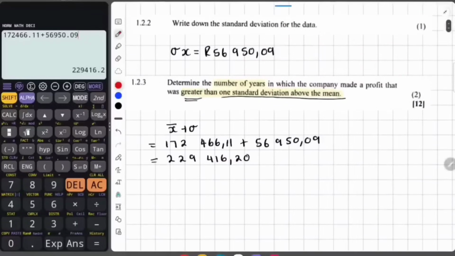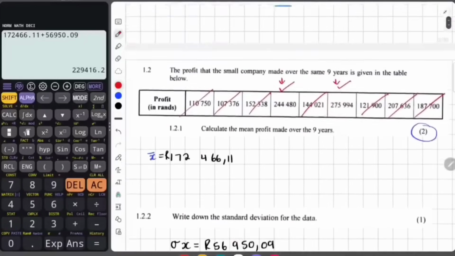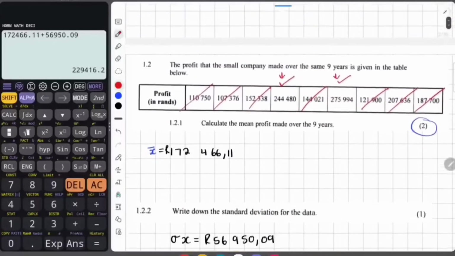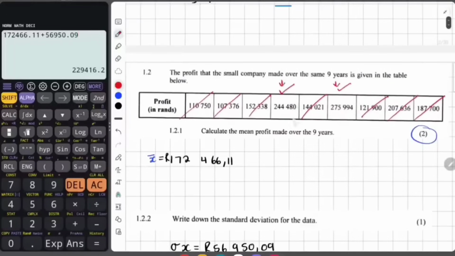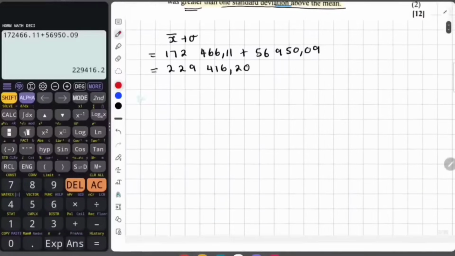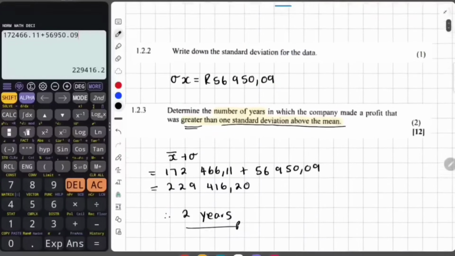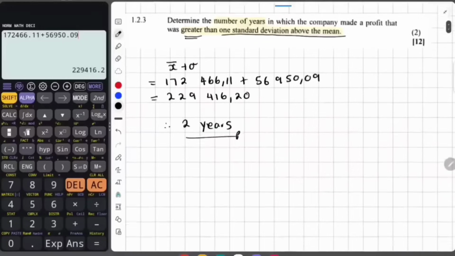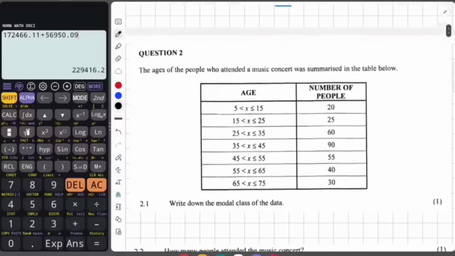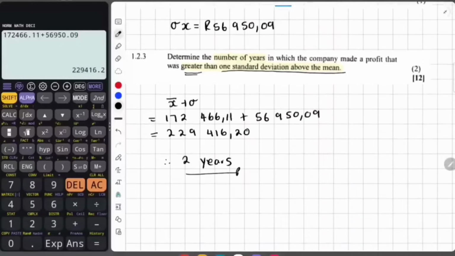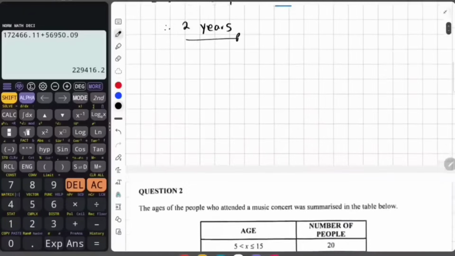So you need to remember how to answer this. The question is to determine the number of years. So how many years did they have a profit greater than 1 standard deviation above the mean? That is 2 years, because 2 profits were greater than a standard deviation above the mean. So you need to just conclude 2 years. Okay, that would be the answer. So that is it for statistics. Well, no, just this part. Yeah, we still have this. Okay, so that is it for 1.2.3.